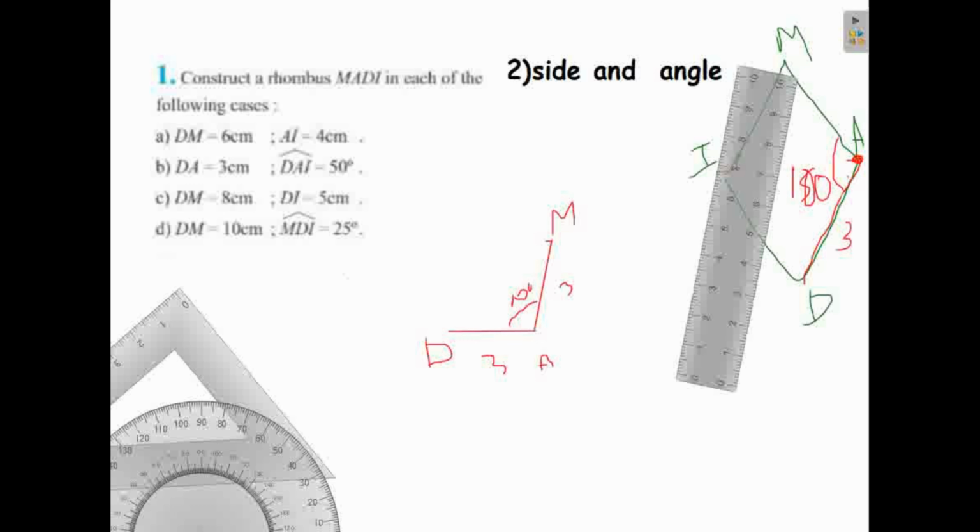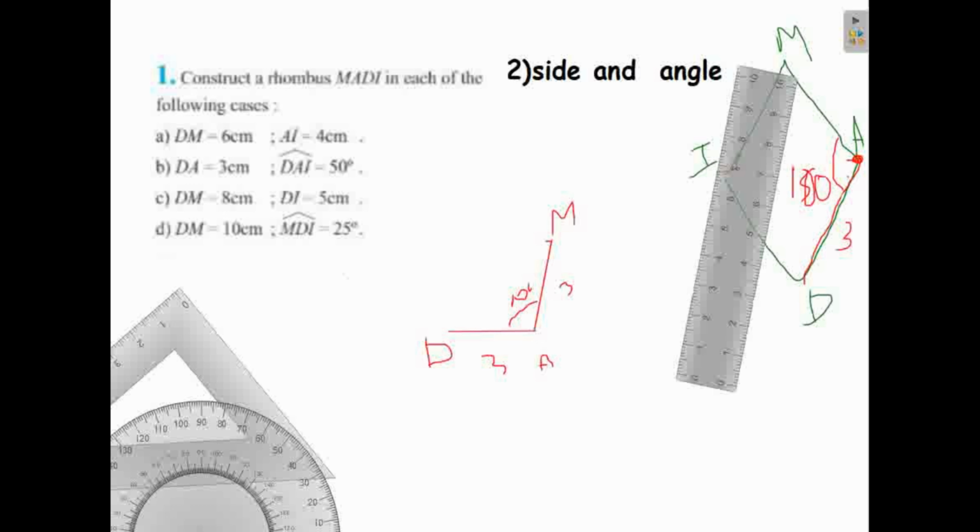Now I can complete by drawing a line parallel to DA, and then I draw a line parallel to MA. But drawing parallels may be confusing to some of you now, because we want to draw a perpendicular and then draw perpendicular to that perpendicular. So we'll not go through that.